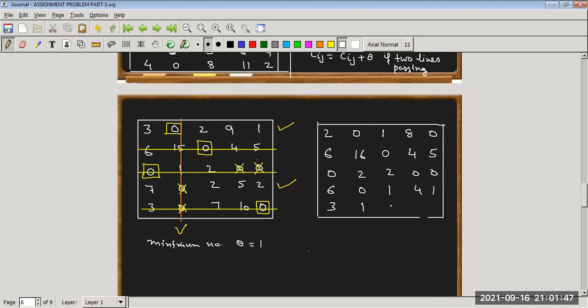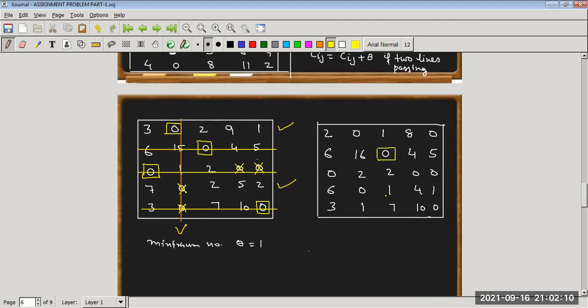0 becomes 1, 7 remains 7, 10 remains 10, and 0 remains 0. So now the new updated matrix is this. So we start the assignment process again. Now in the first row there are 2 zeros, so leave that row. In the second row there is only 1 zero, so assign this 0.